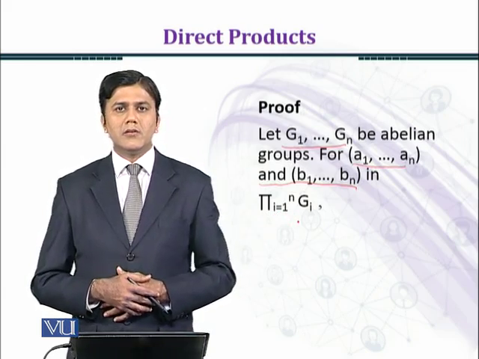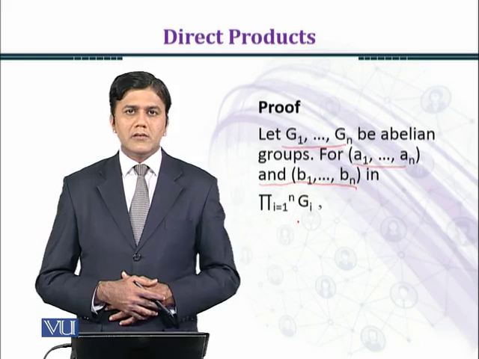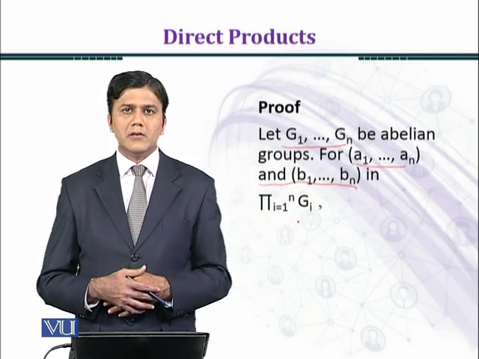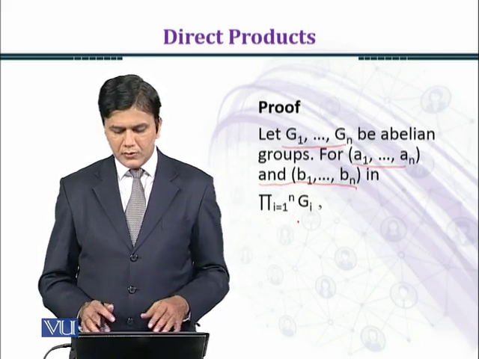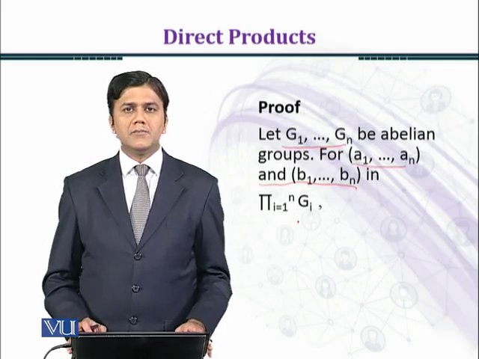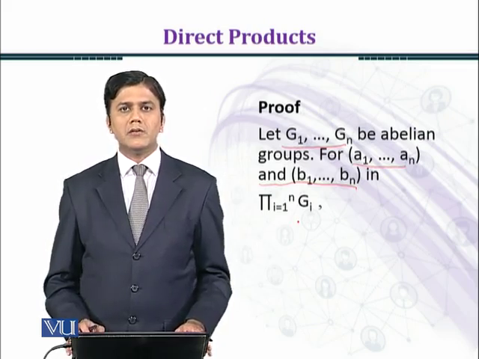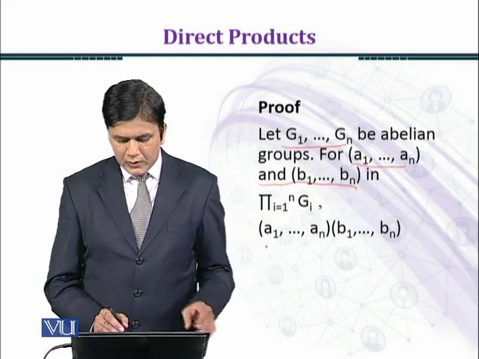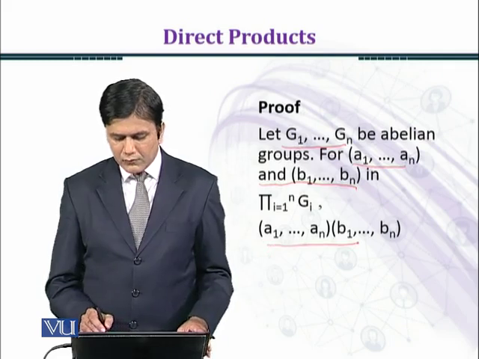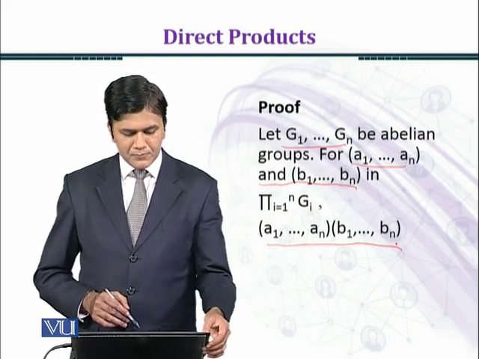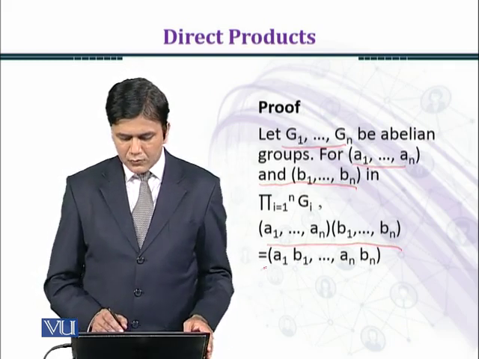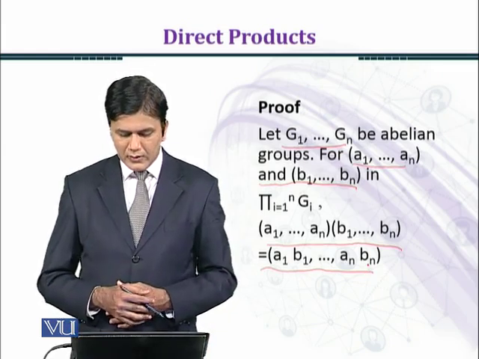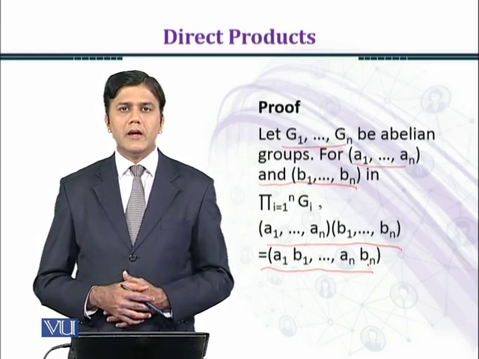And in the previous theorem, we have proved that this direct product is a group. The only thing remaining is to establish that the commutative property holds in this set. Now we are multiplying A1 up to so on An with B1 up to so on Bn, and we are using the definition of multiplication in this set: A1 B1 up to so on An Bn.